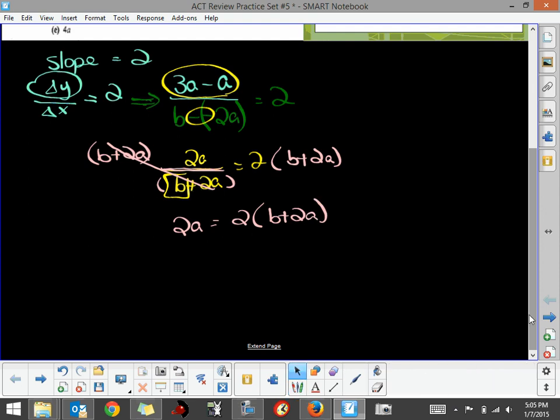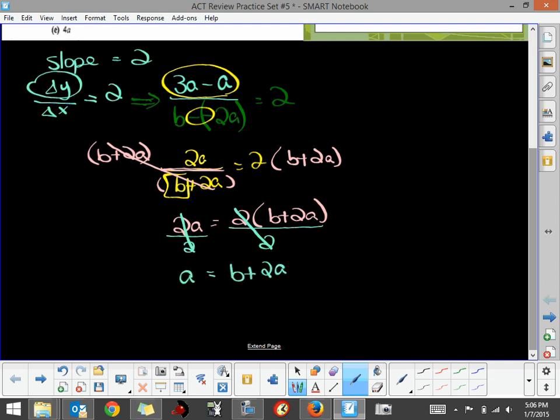And at this point, I really have a couple of options. I'm going to choose the easiest option, and that is divide by 2. I want to get rid of this multiplying by 2 here, so I'm going to divide by 2. So now I have a equals the expression b plus 2a. And now I can go ahead and subtract the 2a. So minus 2a. And I'll have b isolated, so I'll have an expression for b in terms of a, and it's going to be a minus 2a.